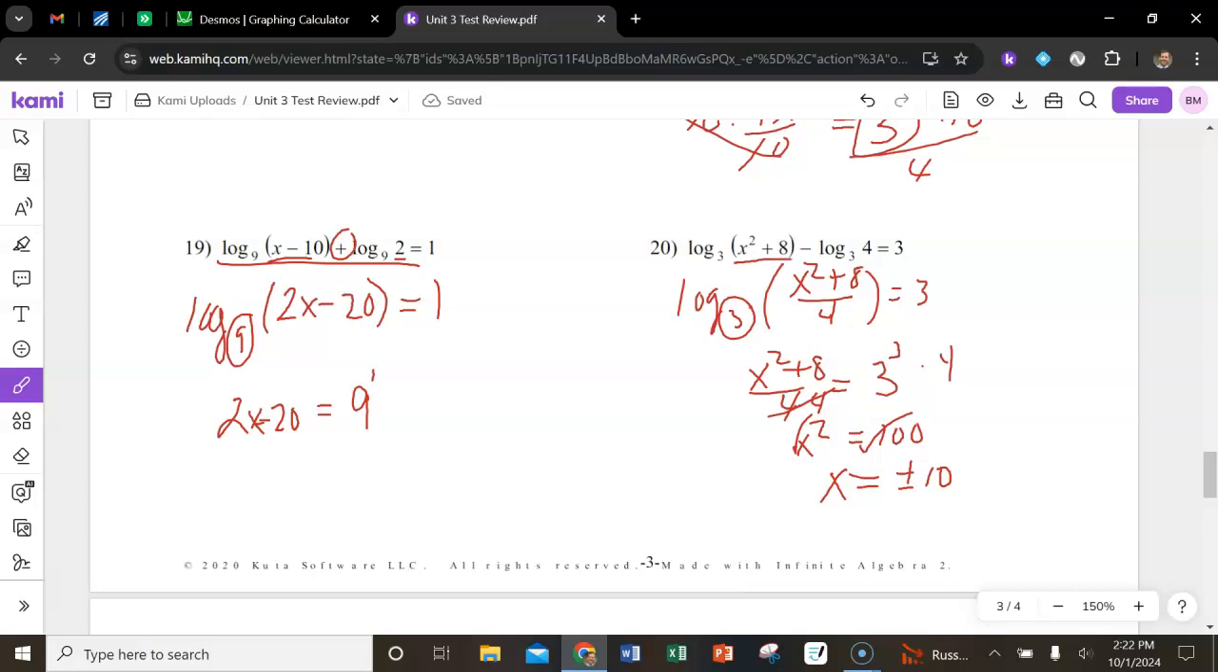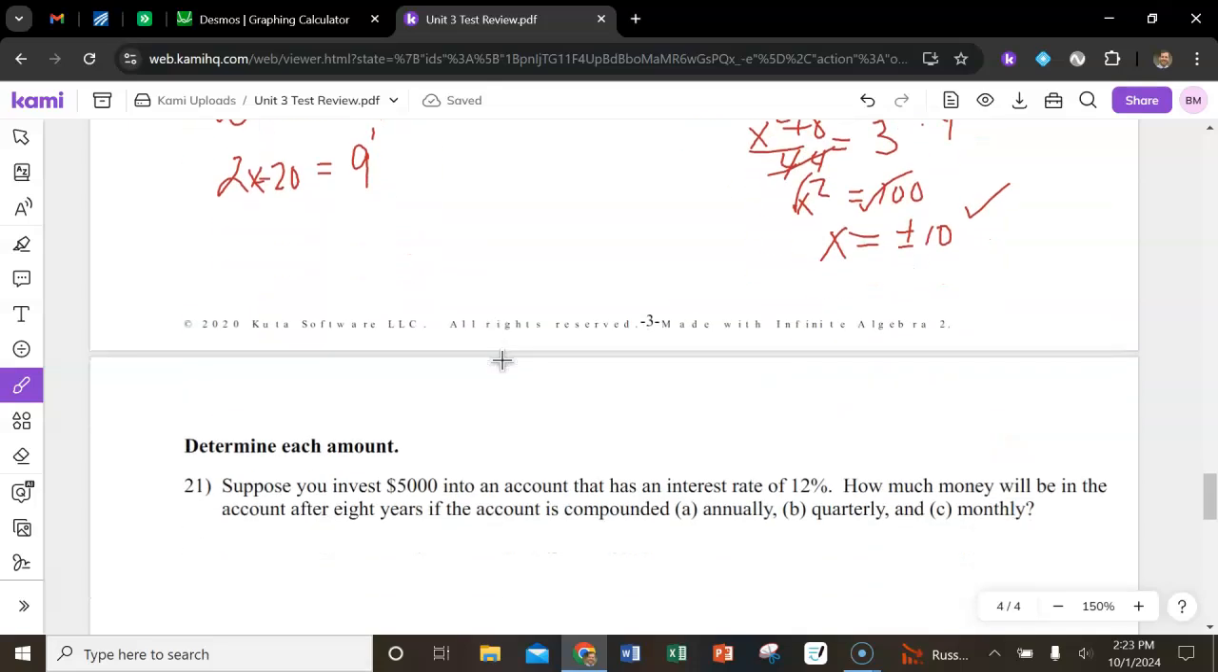So it doesn't mean that negative 10 is wrong, but I would want to check to make sure that if I plug in negative 10 for that x, that all of that together is not negative. And it wouldn't be. I would get 108, so it's fine. Both of these are answers, negative 10 and positive 10. But if you do get negative answers, I would go through that process of kind of checking that.